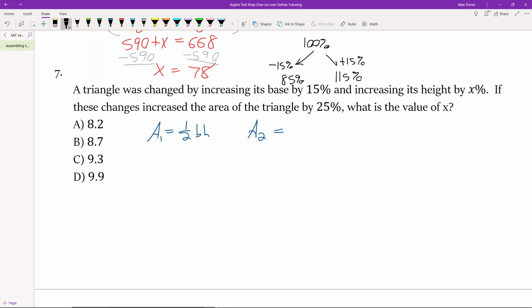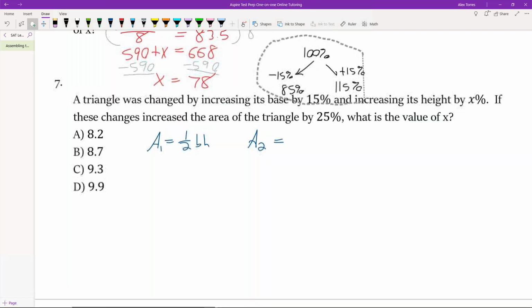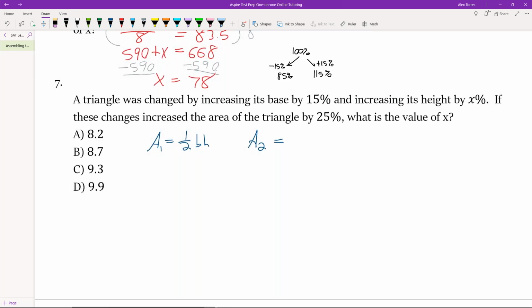Now, those are the percents, but you need them to be in decimal form for you really to do any math with them. So to get from percent form to decimal form, you're just going to move the decimal over 2 spaces. So 85% becomes 0.85, and 115% becomes 1.15. And there you have it. So to increase the base by 15% means we're going to take the base and multiply it by 1.15. So we had b before, now we have 1.15b in the same formula.